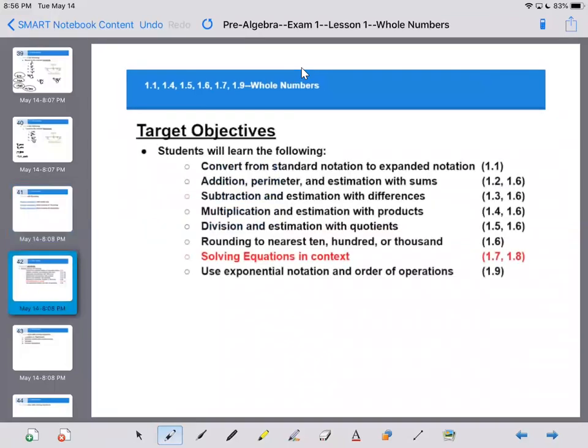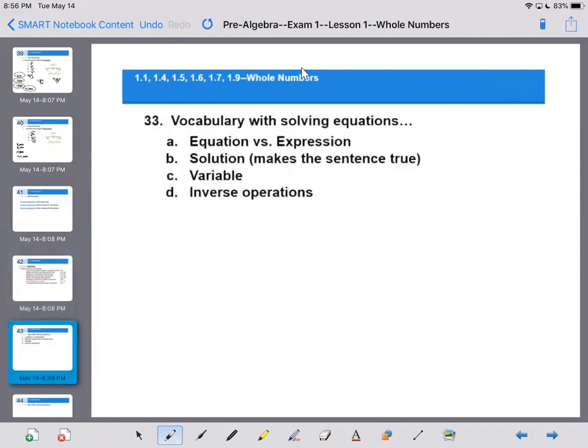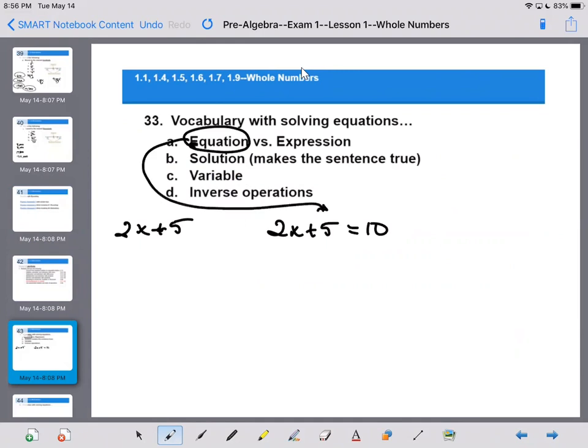Okay, so just a couple more items to talk about. We're going to look at solving equations in context. And when you think about the vocabulary that's involved with solving equations, an equation versus an expression. So if you had like 2x plus 5 and 2x plus 5 equals 10, there's a difference here. Your equation is this one. Your expression is this one. The difference, there's no equal sign.